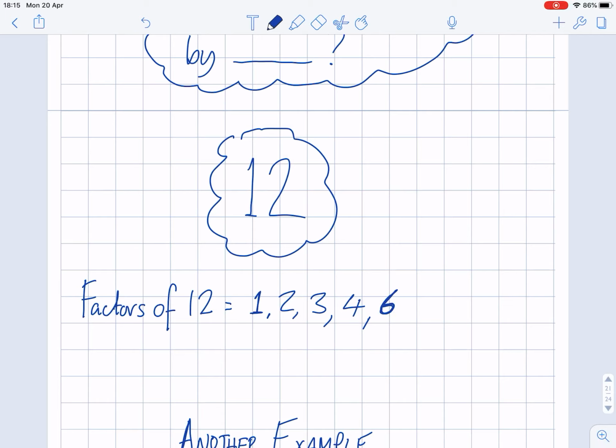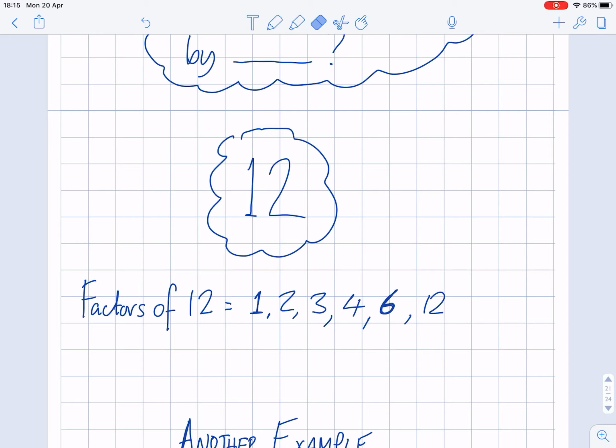Now, little hint here. The minute I get to half the number, so obviously half of 12 is 6, I can then jump straight to the number itself. Okay, because 7, 8, 9, 10 and 11 won't go into 12. So they are my factors of 12: 1, 2, 3, 4, 6, 12. I've counted up in them and I've landed on 12.